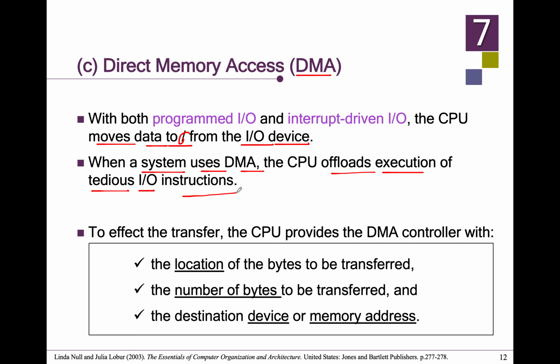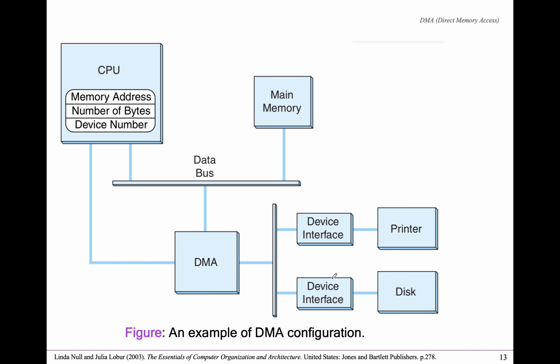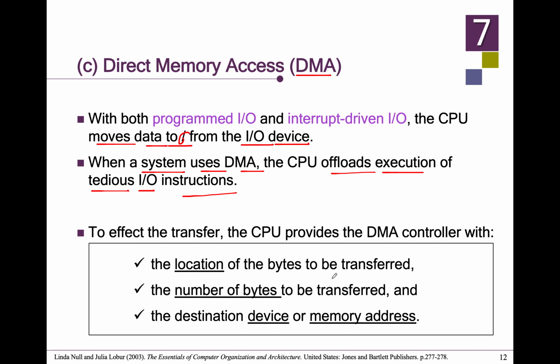So you're going to see the difference also. Last time you had the flow or the block control for the input-output subsystem like this for your interrupt. But now you're going to see how the DMA configuration is going to look. So before that, you need to see that there are several things. To effect the transfer, the CPU provides the DMA controller with these three things.